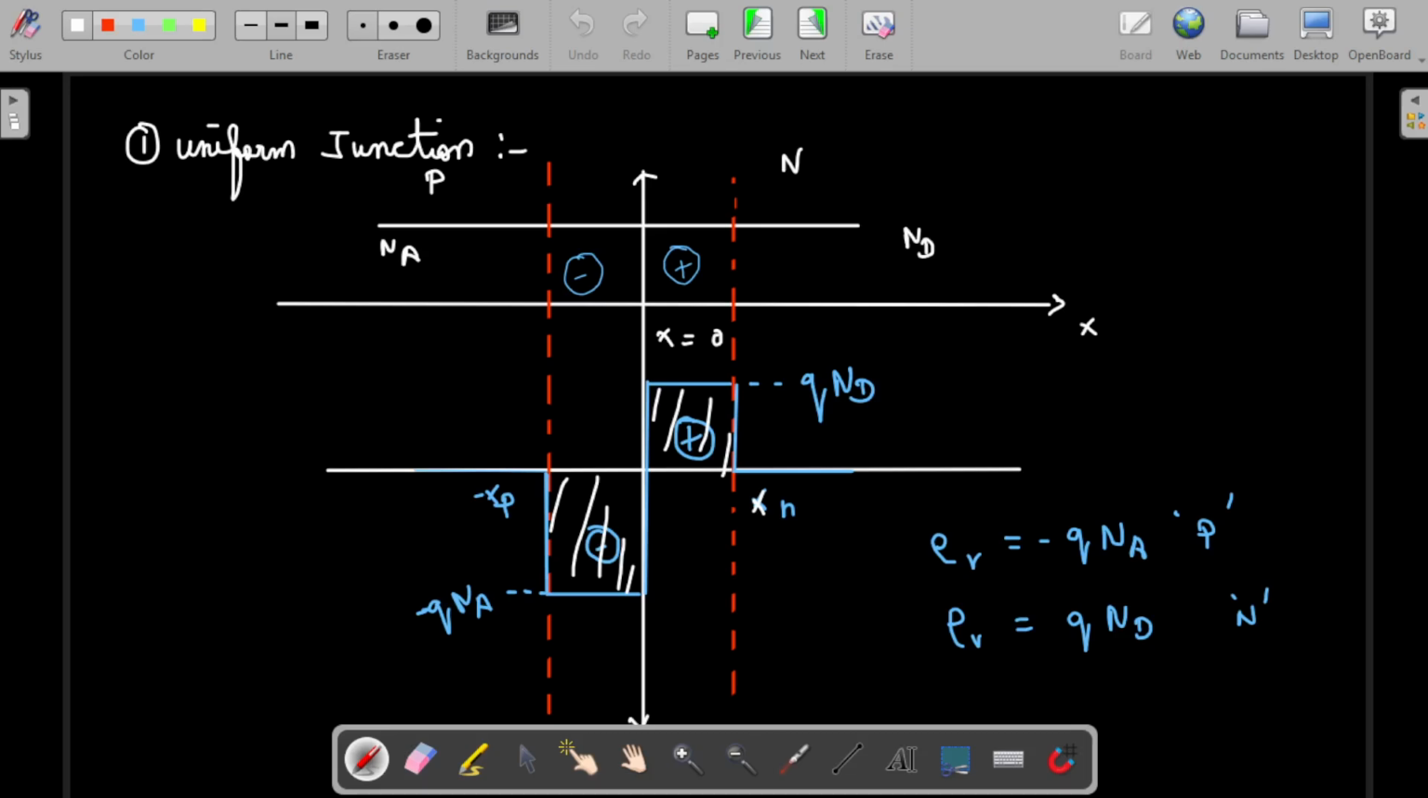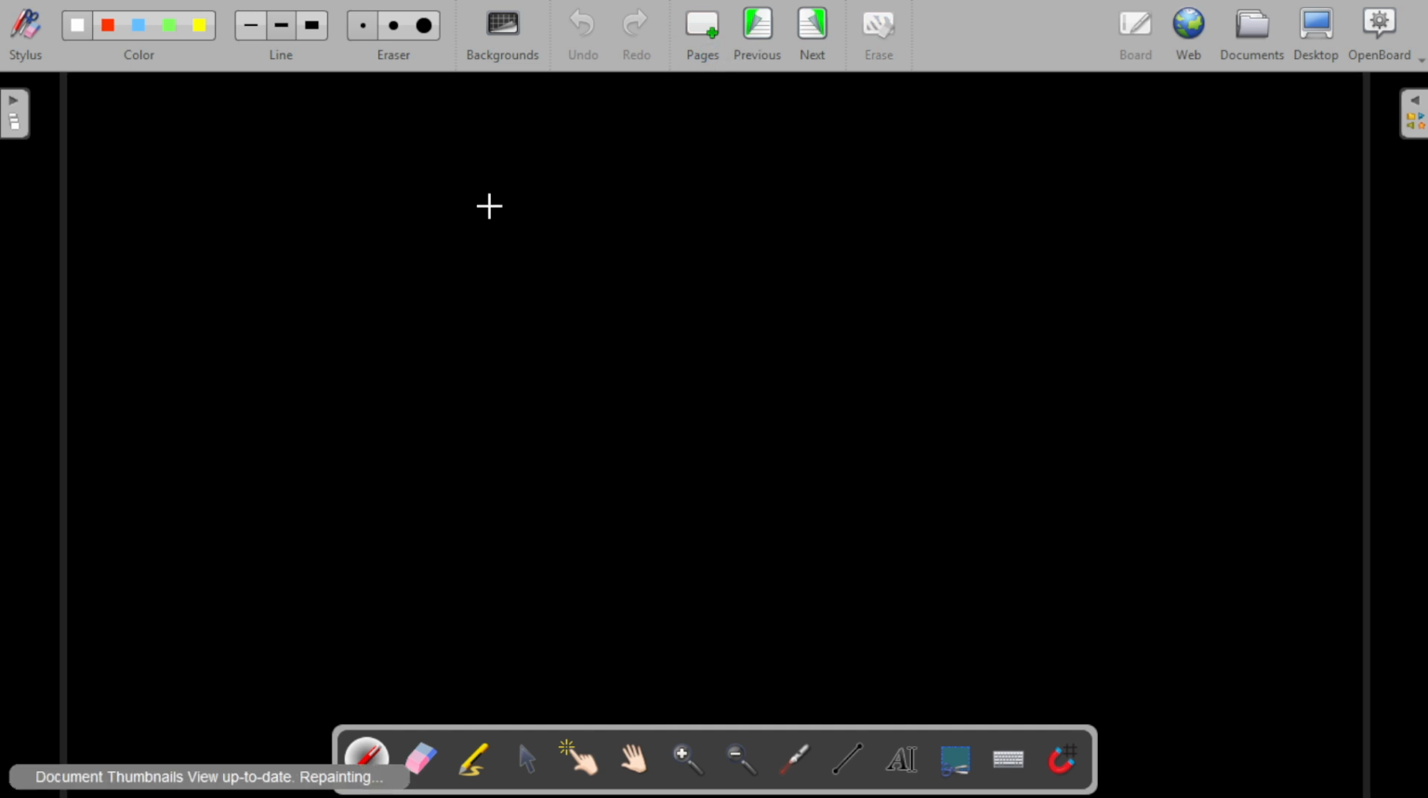So last class we started discussing the junction types. The uniform junction is the first type that we are taking into discussion, where the doping profile concentration will be uniform throughout the semiconductor. This is the charge carrier diagram that we drew in the last class. Extending this, let's find the electric field and voltage between those regions.